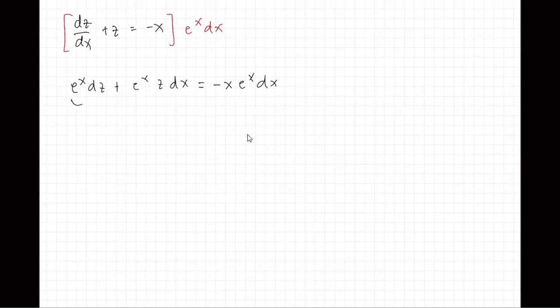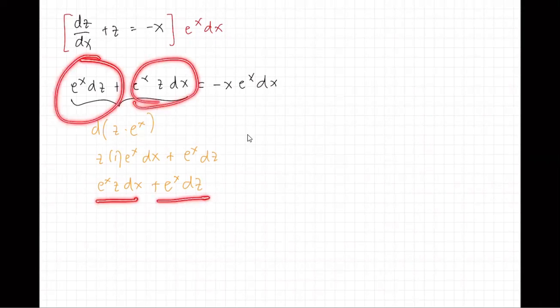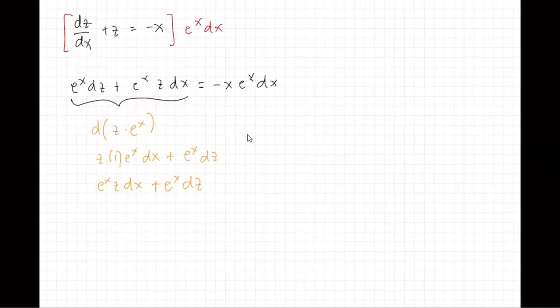Then, kunin natin differentials. So, pwedeng differential ng z times e of x. So, pag ginawa natin yon, so z times e to the x dx plus e to the x dz. So, we have e to the x z dx plus e to the x dz which is the same nung given natin na to. Ito is the same nito. Okay? So, meaning, siya ay differentials ng z e to the x, equals to negative x e to the x dx.